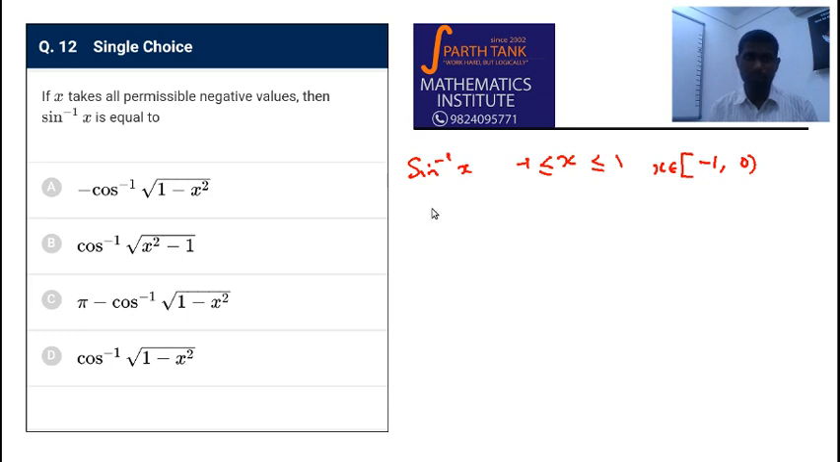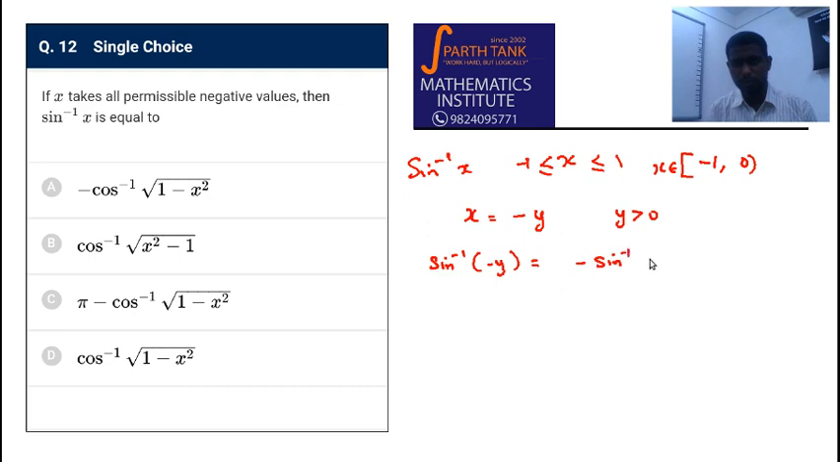Then sine inverse of x is equal to what, in terms of cos inverse? So what we know is x is a negative number, right? So let us say x is equal to minus y, where y is a positive number greater than 0. So sine inverse of minus y can be written as minus sine inverse of y.